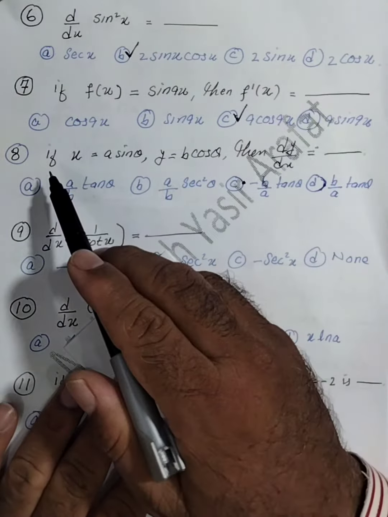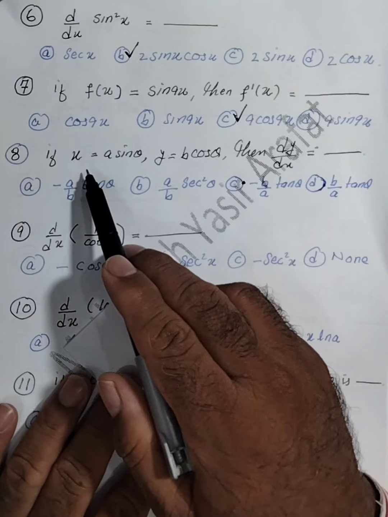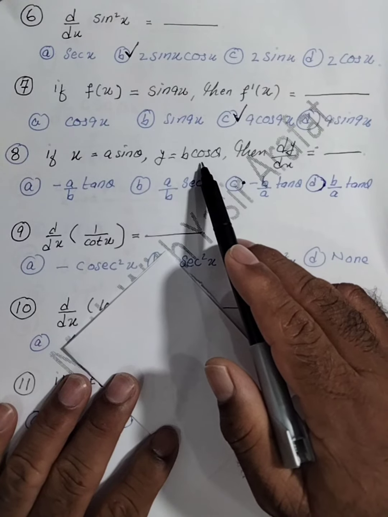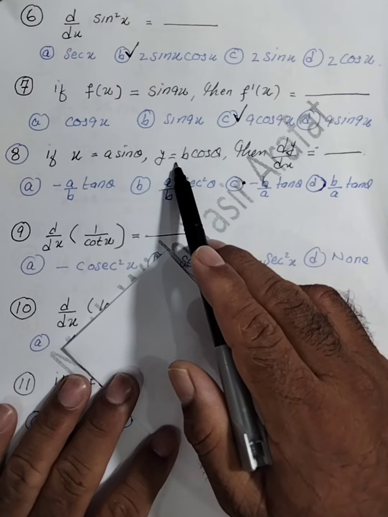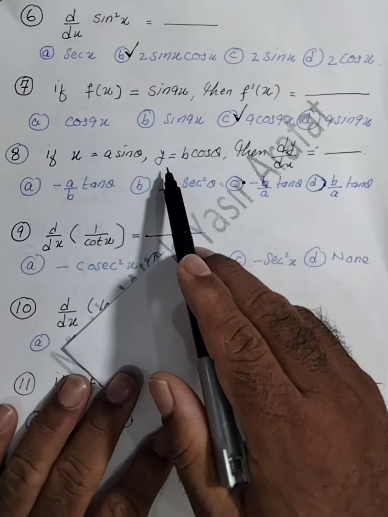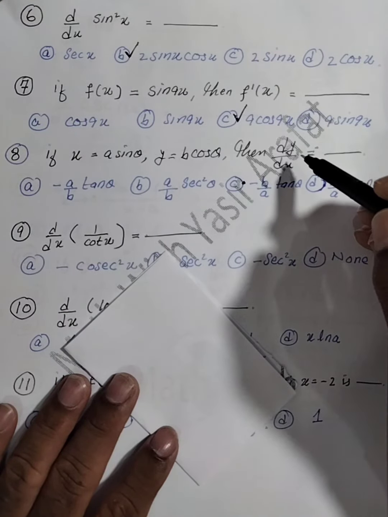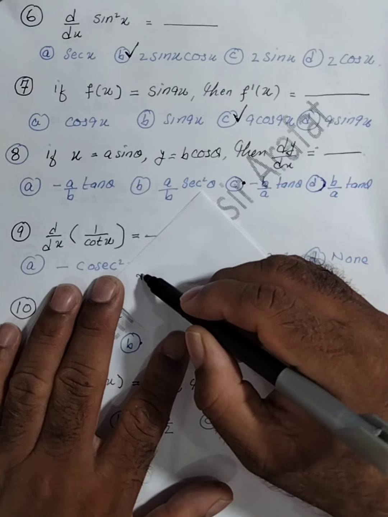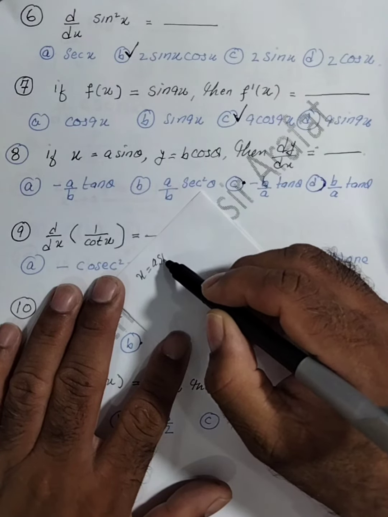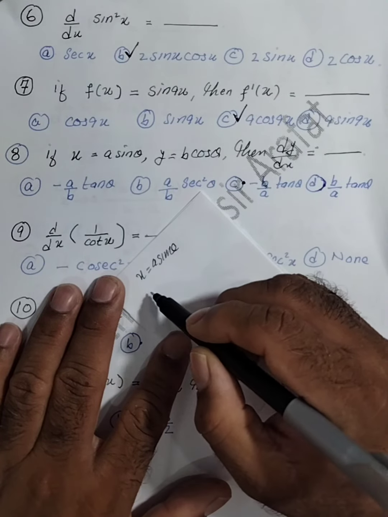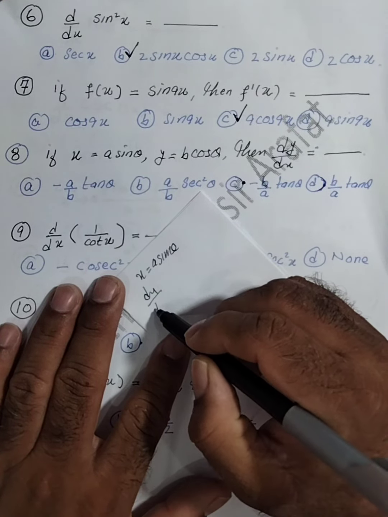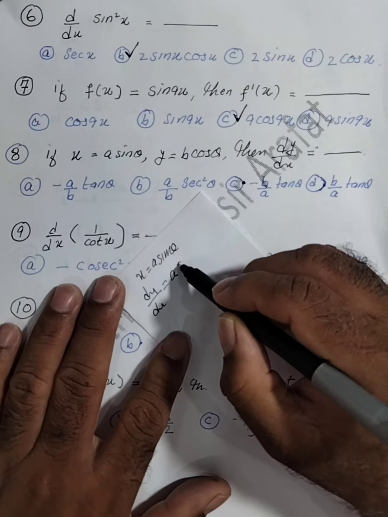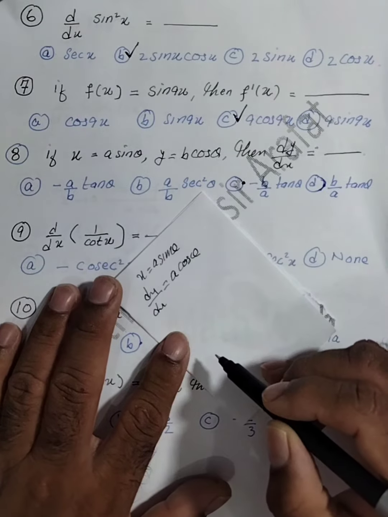Now here students, very important MCQs again here. If x is equals to a sine theta and y is equals to b cos theta, so these are the parametric equations here because x and y are equal to the third variable here. So in this situation we have to find out dy upon dx here. So x is equals to a sine theta. We have to differentiate with respect to theta. So this is dx over d theta.